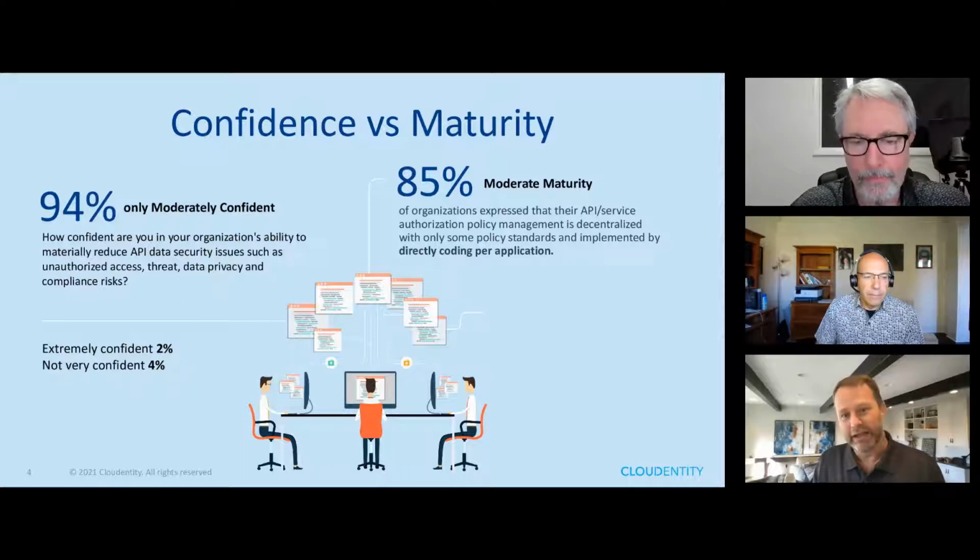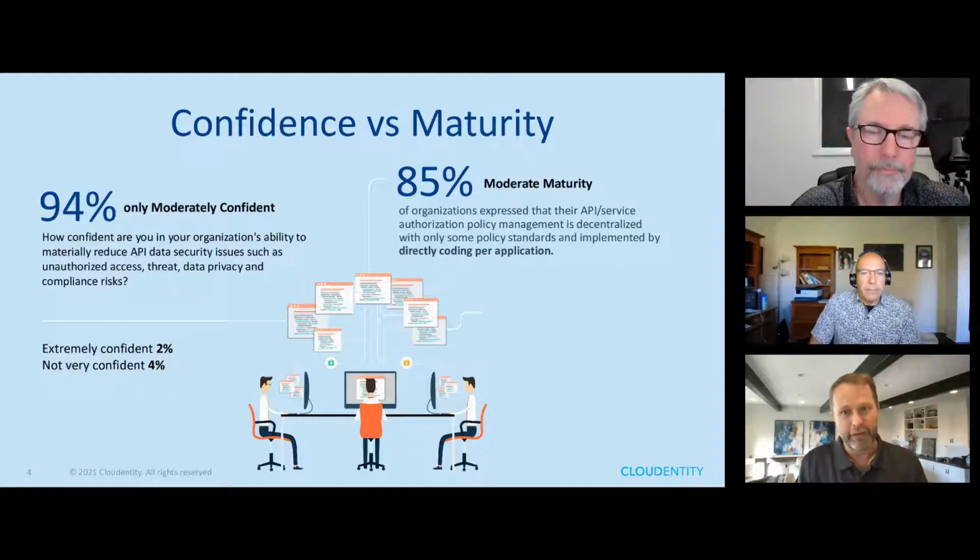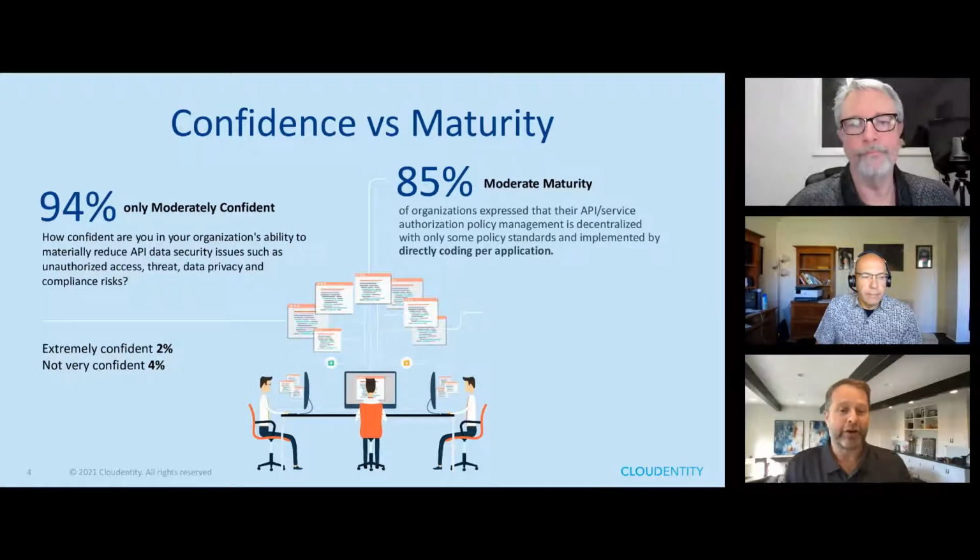I think the other point around the maturity and the decentralization of policy is that even within the service team, even within an application, in cloud-forward or modern architectures, I'm also becoming more decentralized. So even managing it within one application, there are architectural choices there.